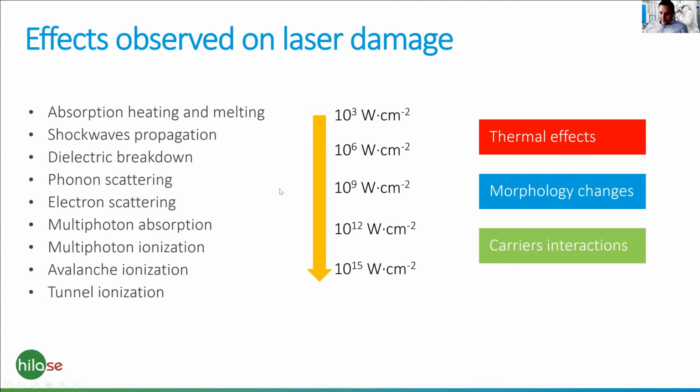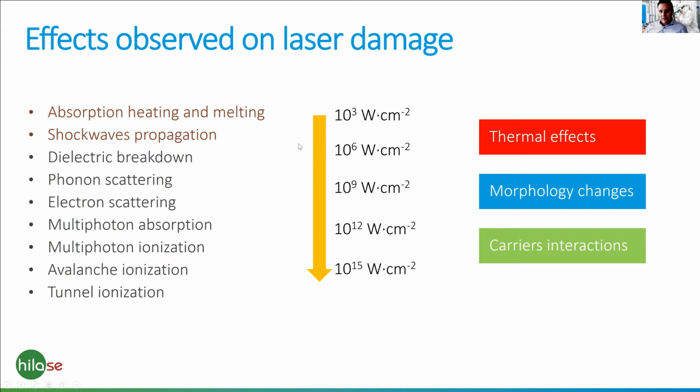Now, let's talk about the effects we are observing during the laser damage. Let's consider them in the scale of intensity which is acting on the material. As the intensity of the laser impacting on the material increases, what we see first is absorption and effects related with the absorption, with heating, and if the heat is high enough, then the melting of the material. So that's the very first thing you will see if you're using CW lasers or long pulse lasers.